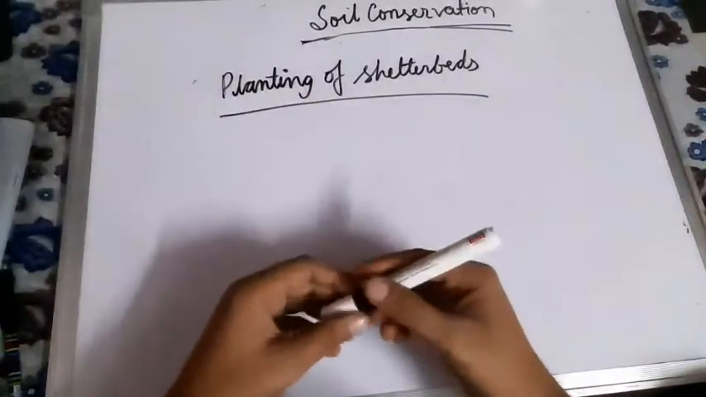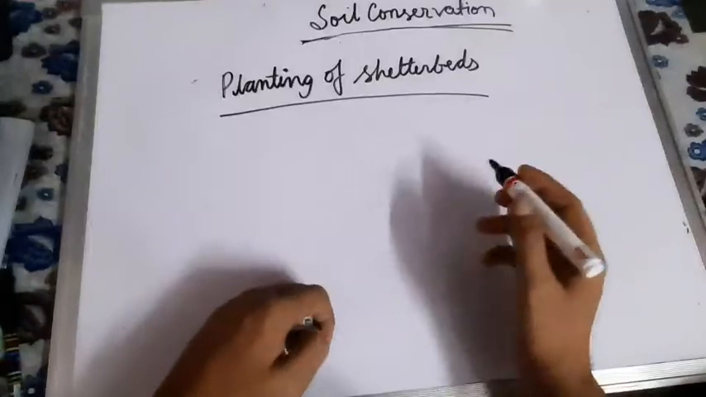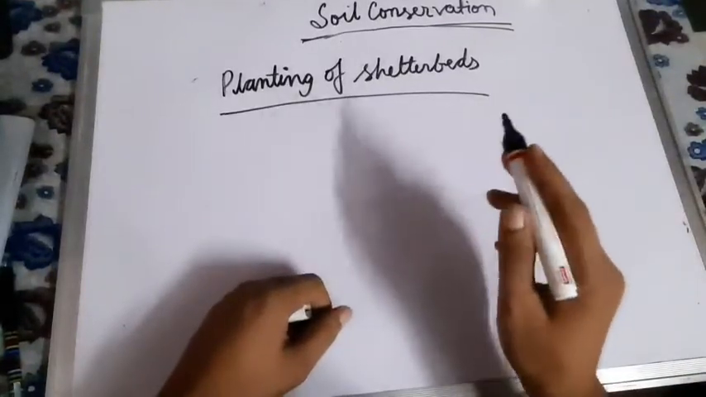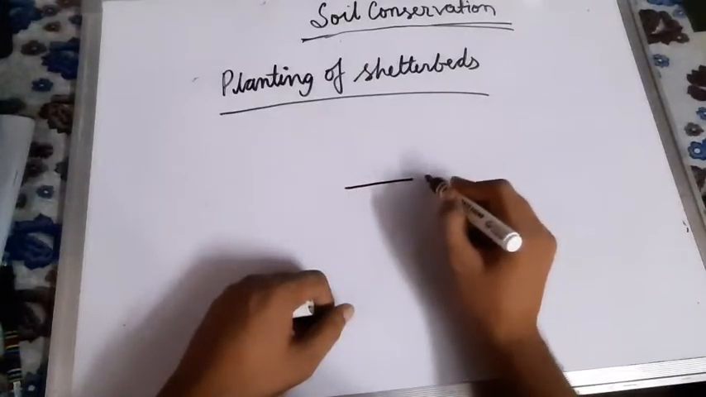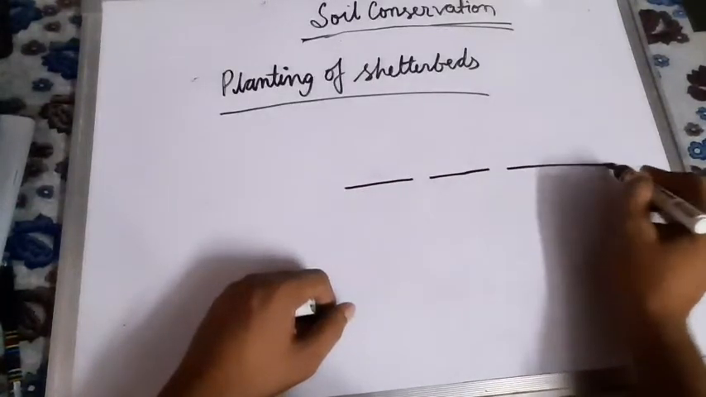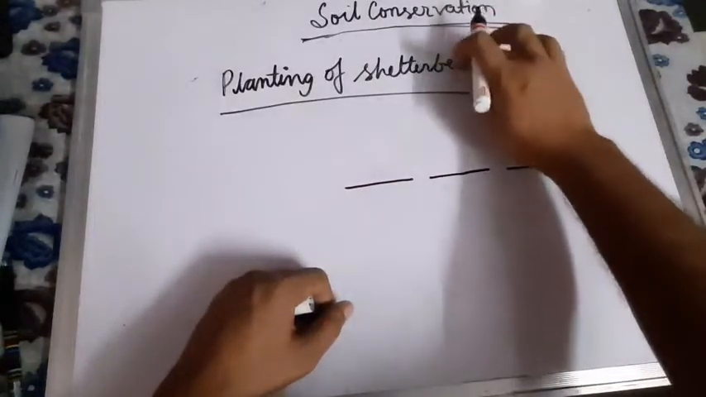Now let's talk about the third method, that is the planting of shelter belts. In this method we plant trees or shrubs in belts. Shelter belts, not beds.